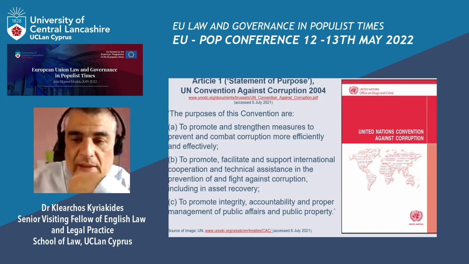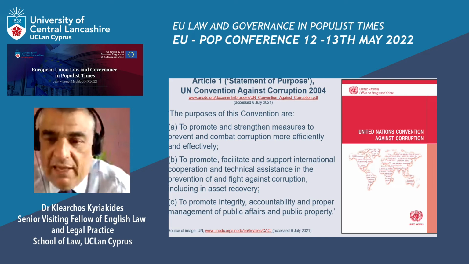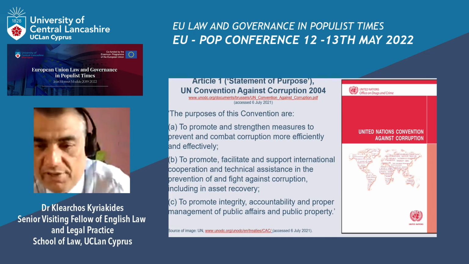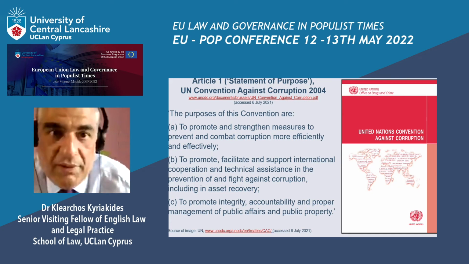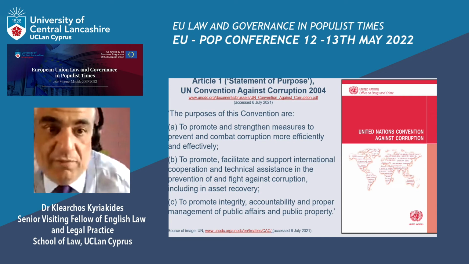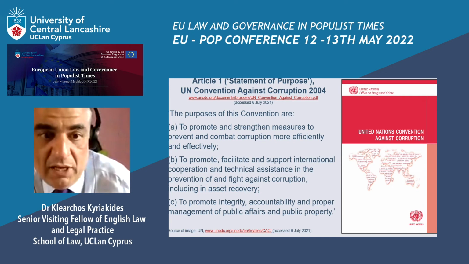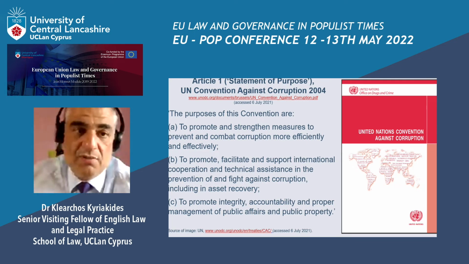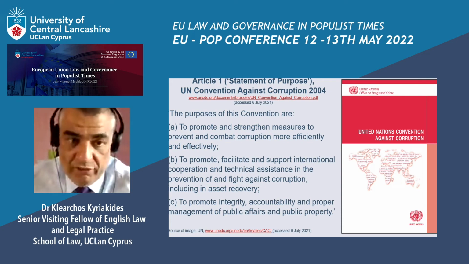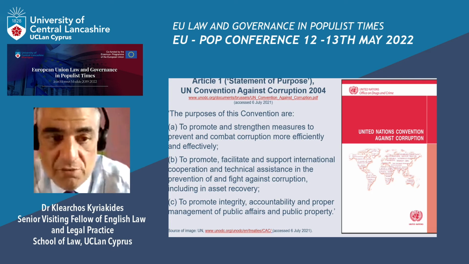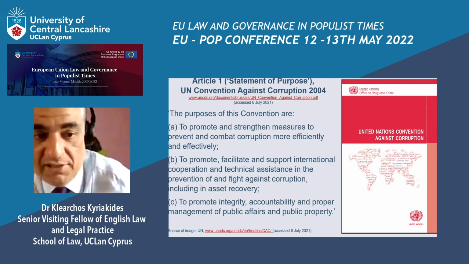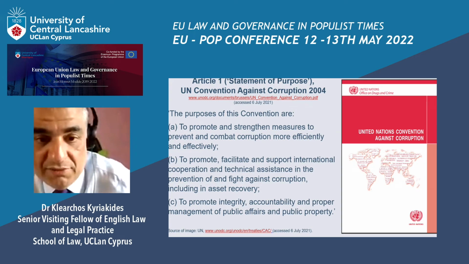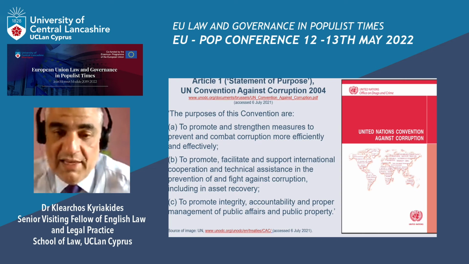The UN Convention has a number of noble aspirations, and the question is to what extent these have applied in practice across the world. Article 1, which is referred to as the Statement of Purpose, identifies a number of purposes underlying the convention. The purposes are: A, to promote and strengthen measures to prevent and combat corruption more efficiently and effectively; B, to promote, facilitate and support international cooperation and technical assistance in the prevention of and fight against corruption, including in asset recovery; and to promote integrity, accountability and proper management of public affairs and public property.